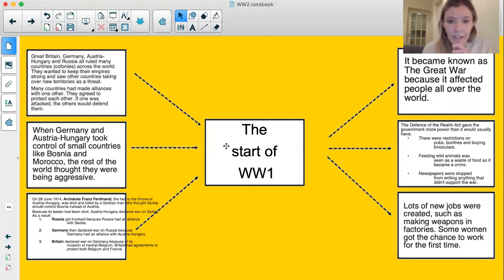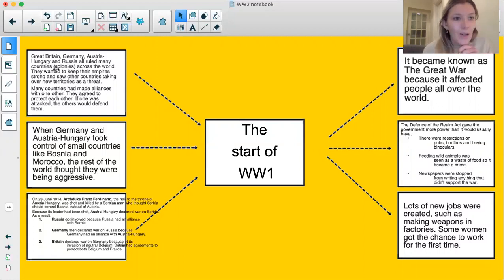So in the centre, you're putting the event that happened, so the start of World War I, and so for you guys, you'll be writing the start of World War II. And then these are the causes, what led to the start, and then coming out is the effects of the start of World War I. So some of this is quite detailed. I'll try and fly through as quickly as I can.